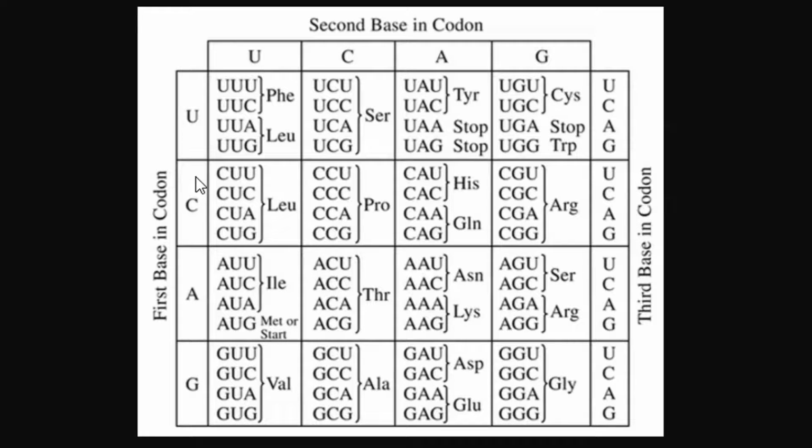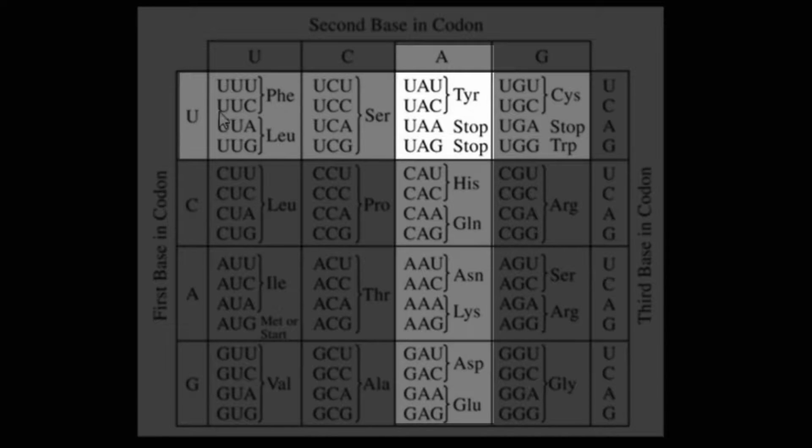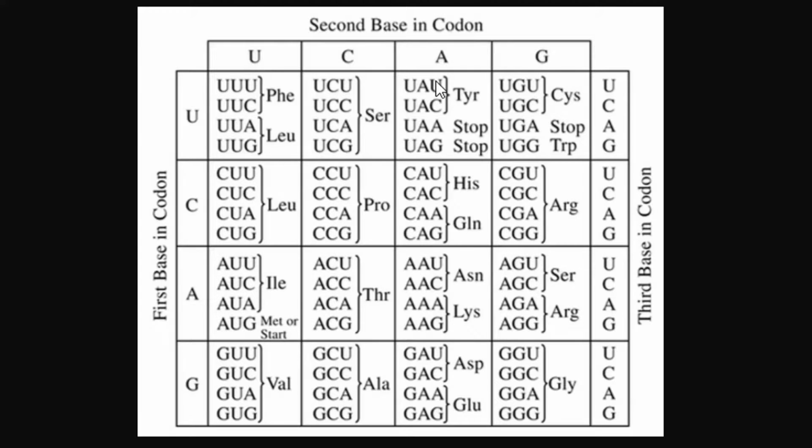So let's look up UAU. So here's first letter U, second letter A, somewhere in this box, and third letter U right there. It codes for tyrosine. Okay, what about UAA? So there's U, here's A, and there's A, and G. Notice that both of these produce what's called a stop codon. And the stop codon is the thing that's going to turn off the production of the protein. It's just going to end the protein. There's another one, UGA, as well.